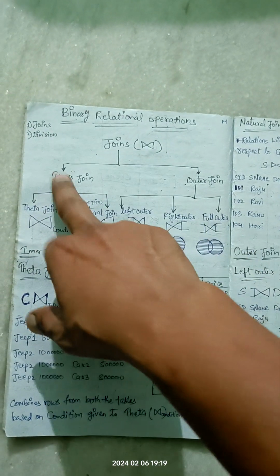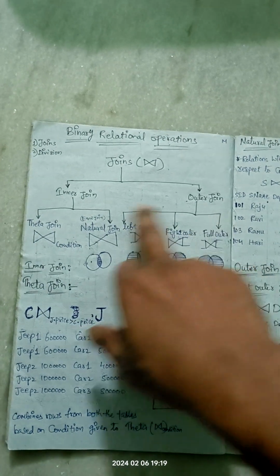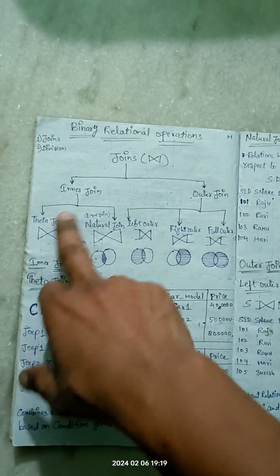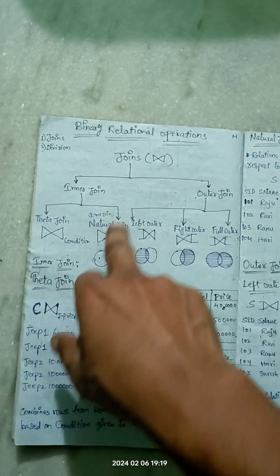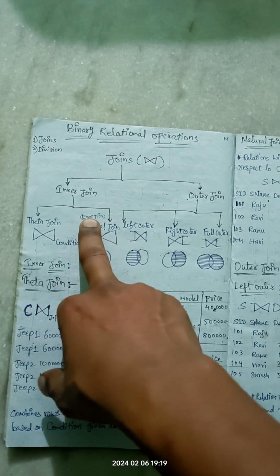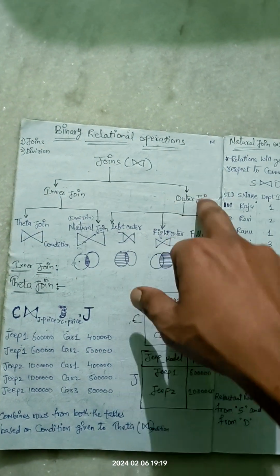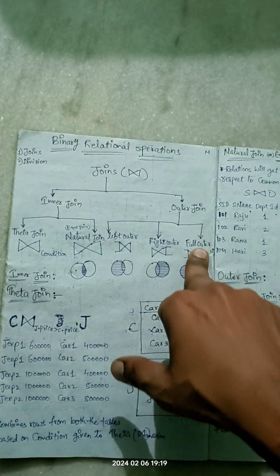In joins we have inner join and outer join. In inner join we have theta join and natural join. We have covered these two things in the last video. That is, we have completed inner join. Now we'll complete outer join. In outer join we have left outer join, right outer join and full outer join.